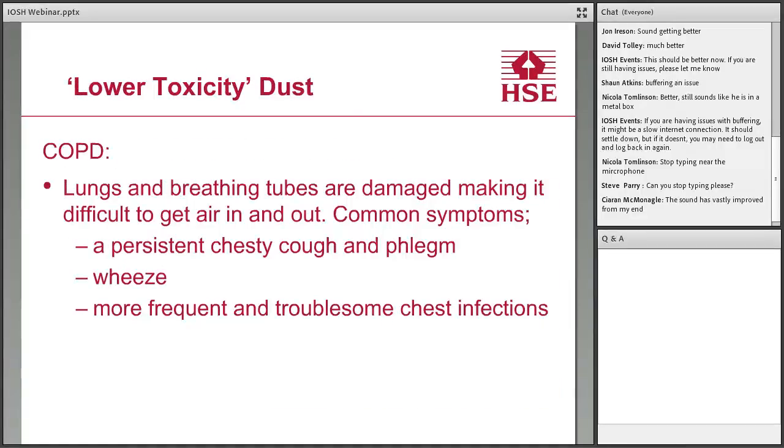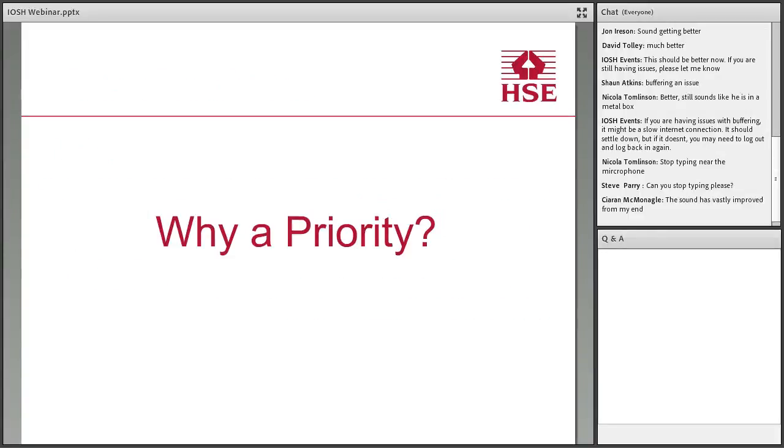What you can get from any dust exposure is chronic obstructive pulmonary disease. So COPD is an umbrella term that you may be more familiar with, things like emphysema, which you can get from smoking. You get exactly the same disease from just breathing in lots and lots of dust. Common symptoms: persistent chesty cough and phlegm, wheeze, more frequent chest infections, and things like that. So those are the dusts, and kind of a broad outline of the health effects.